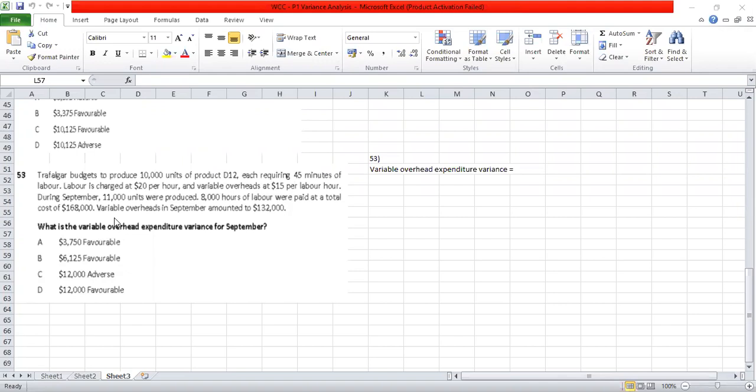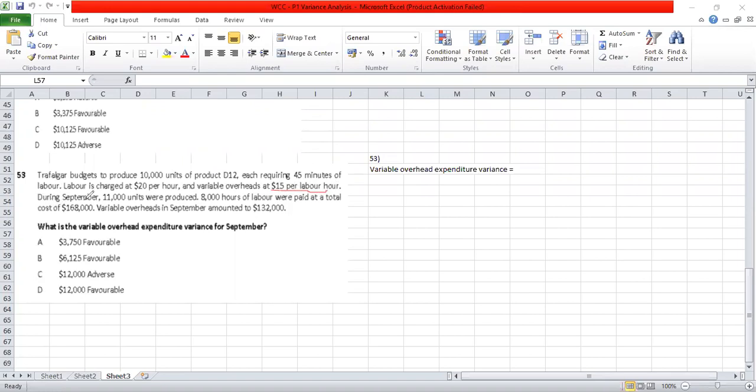The other details of the question are, Trafalgar budgets to produce 10,000 units of product D12, each requiring 45 minutes of labor. Labor is charged at $20 per labor hour and variable overhead at $15 per labor hour. So that is what is decided.